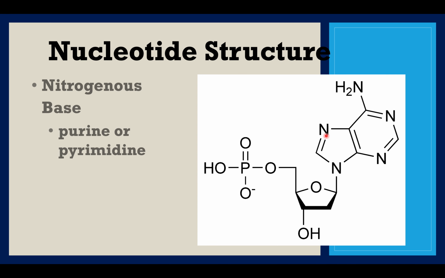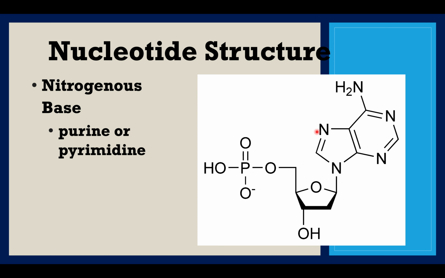Nucleotide structure. At first, there is a nitrogenous base. It can be a purine or a pyrimidine. You do not need to know the differences between each of these. You need to know that there are 4 kinds that exist. Actually 5 if we count RNA, but since we're talking about DNA, let's call it 4.